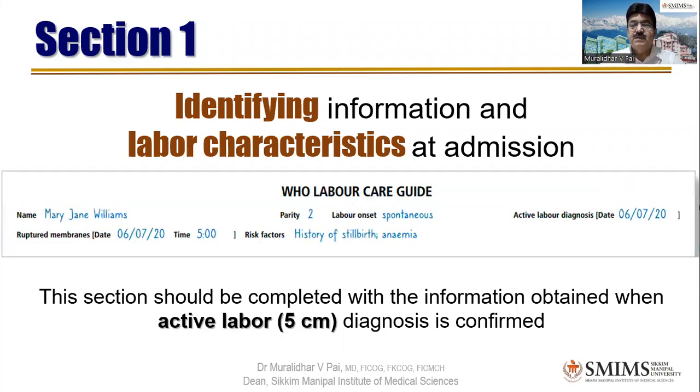So here is the example which I have taken directly from WHO Labor Care Guide. Mary Jane Williams is the name of the person, and every example we are going to follow her up only. So she's a gravida 2, but she had a history of stillbirth in the past, and now she has got anemia as well, and she ruptured the membranes at 5 o'clock in the morning on 6th July 2020.